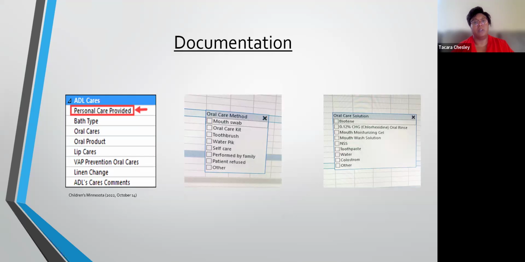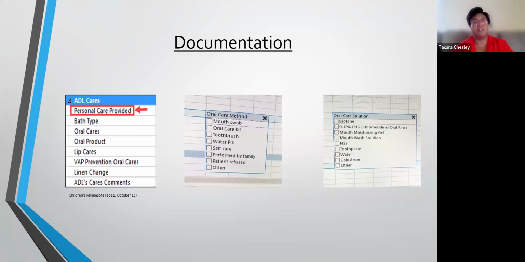Documentation is also a big component of oral care compliance because we know that if it wasn't documented, it wasn't done. According to an article, Tessero et al. 2018, only 10.7% of patients receive the ADA's twice a day oral care, while 60.5% of patients had no oral care documented at all for 24 hours.